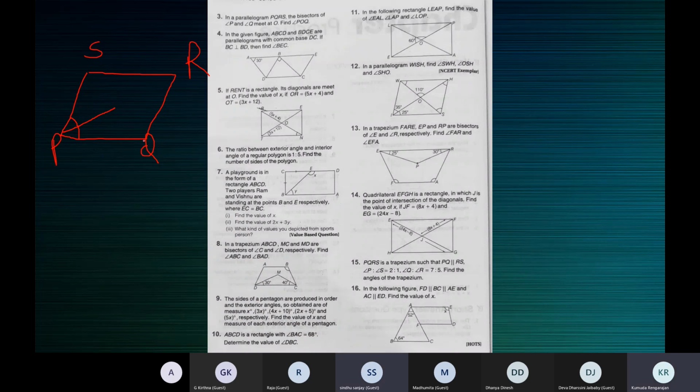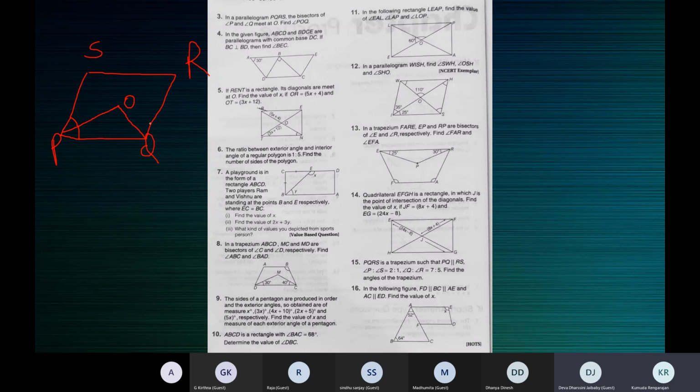Similarly, this is the bisector of Q, and it's given that the bisectors of P and Q meet at O. The bisectors will meet inside the figure. So this is the parallelogram PQRS. This is angle P. PO is the bisector of angle P.